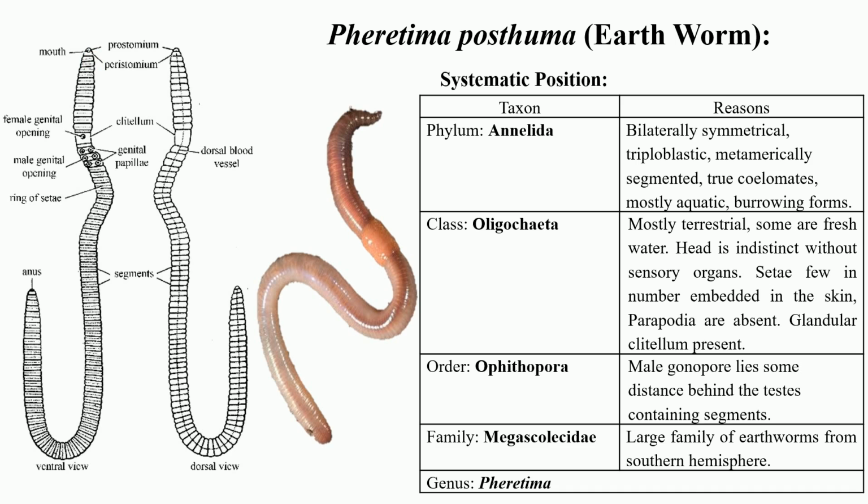Then the clitellum is a very distinct one, and it comprises segment numbers 14, 15 and 16. So there are a total of 3 segments which form this clitellum, that is clitellar segment numbers 14, 15 and 16.